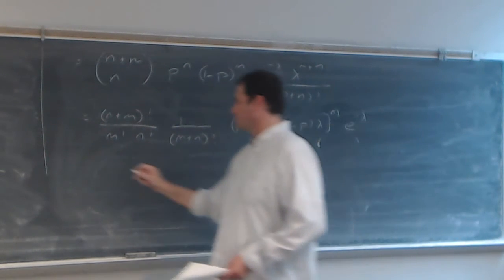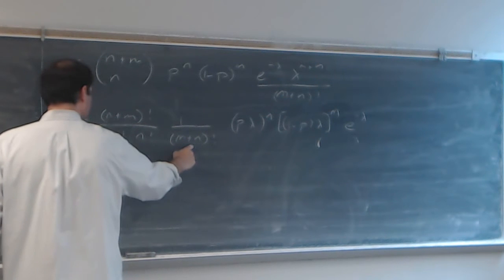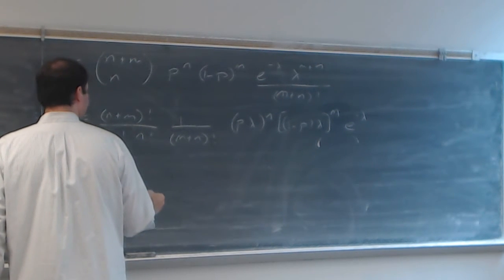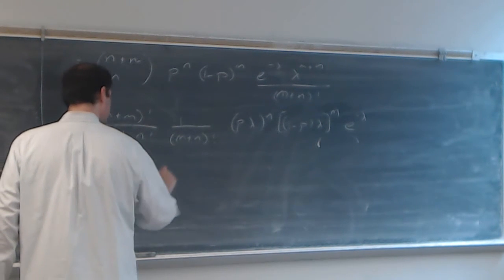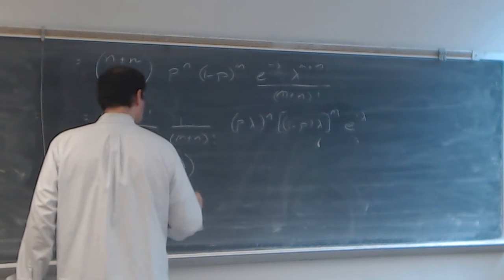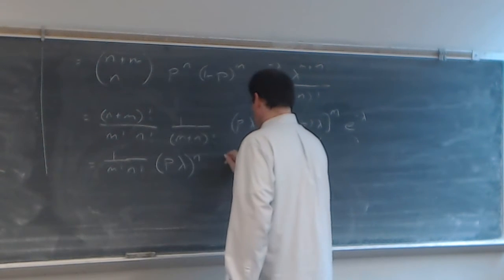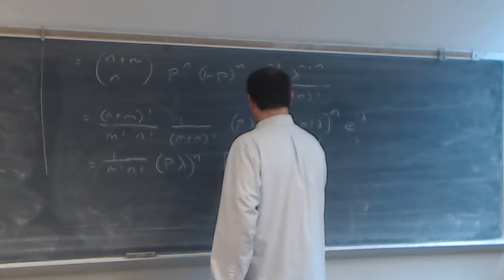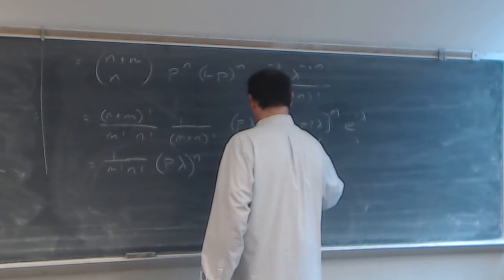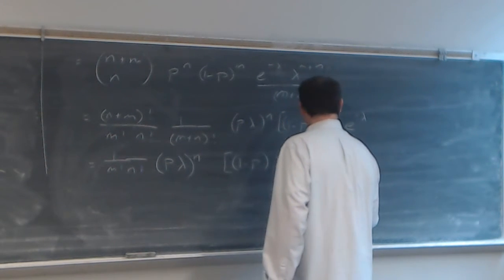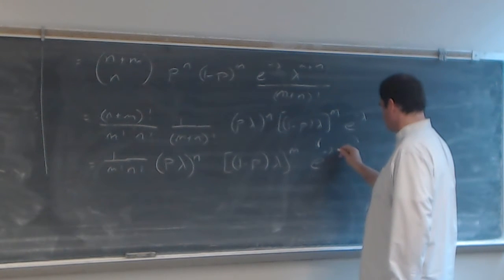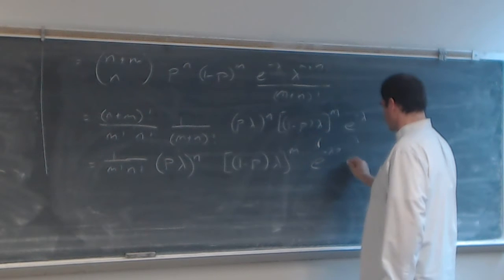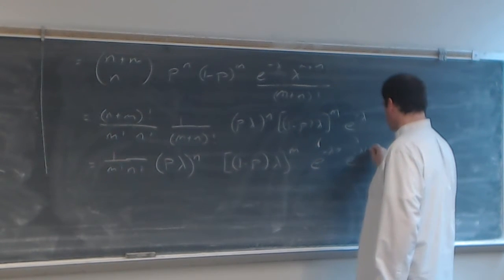I'll do one more. So the n plus m and m plus n cancel with each other, and so we're left with 1 over m factorial, n factorial, p times lambda to the n, 1 minus p times lambda to the m. Here, you can rewrite this: e to the minus lambda is e to the minus lambda p times e to the minus lambda times 1 minus p.